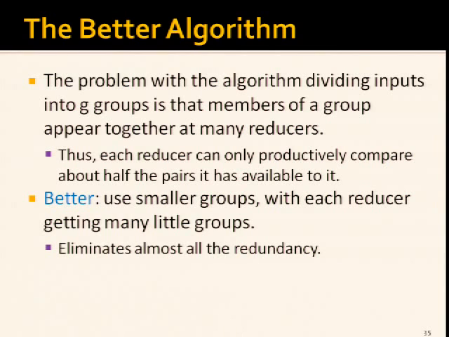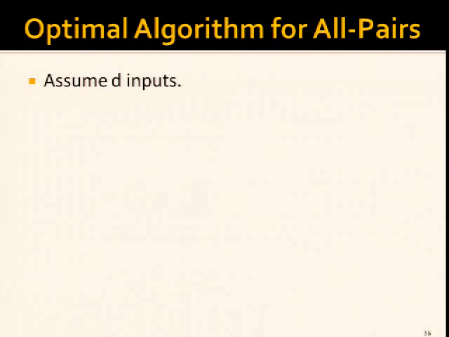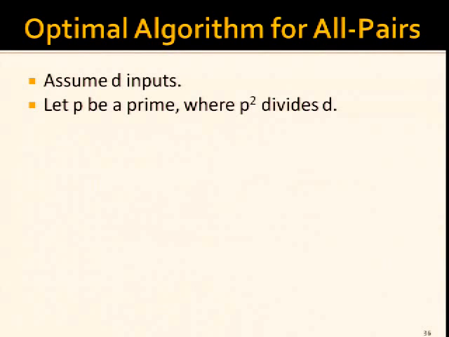Now, the better algorithm busts things up into much smaller groups. And now each reducer is going to get a lot of little groups, and it's going to compare each of them from different groups. There still is a matter of not wanting to redundantly compare guys in the same group, but now the groups are so small that the extra doesn't matter. Okay, so let's see. Again, I'm going to assume D inputs, and I want to let P be a prime, and I have to assume that P squared divides D. So maybe D is 900 and P is 3.